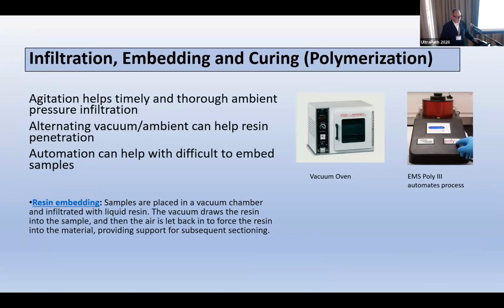Agitation can help timely and thorough pressure infiltration. There's some devices out there. Some people use a vacuum oven, so that can help in some cases. There's a machine from EMS called the Poly 3 that alternates vacuum and heat to do some polymerization if you want to do it in a semi-automated way.